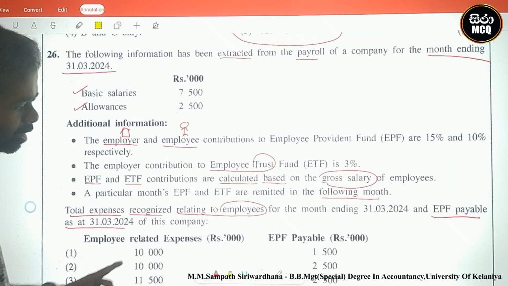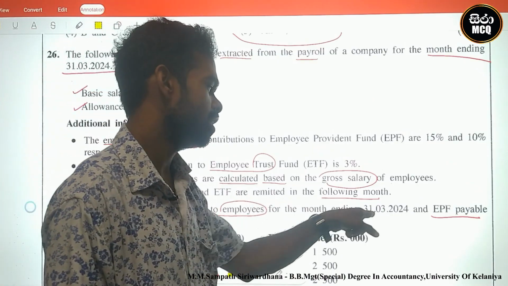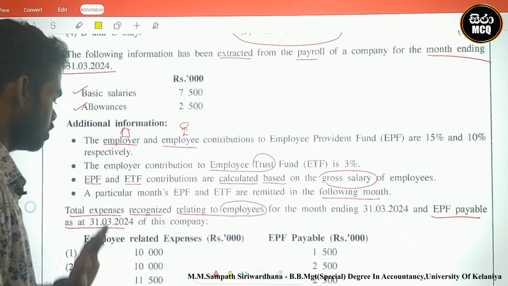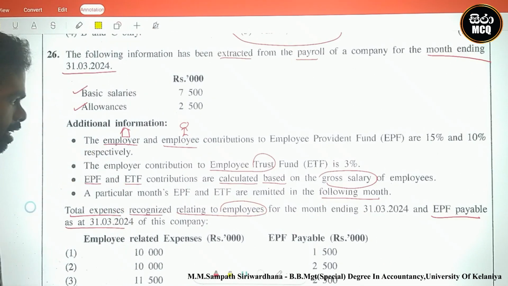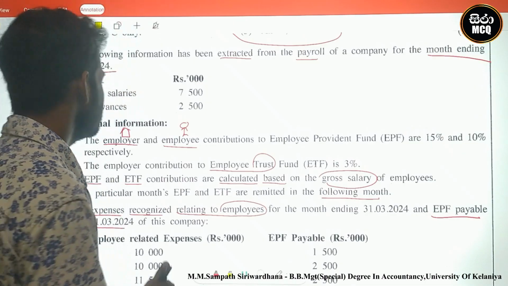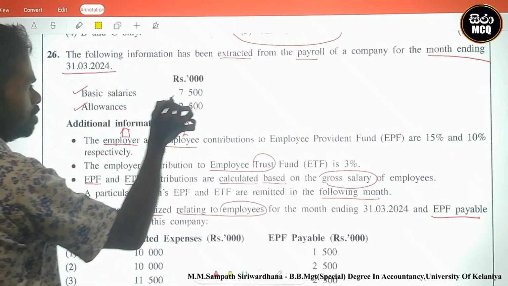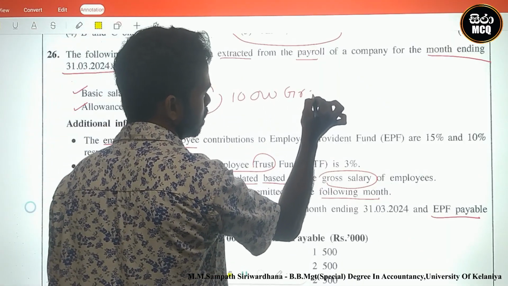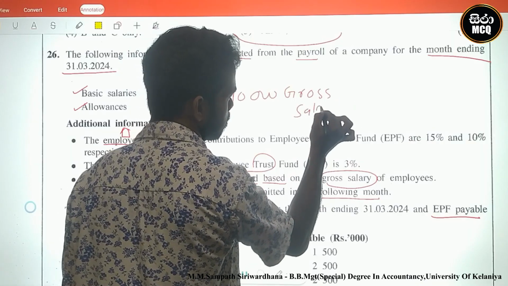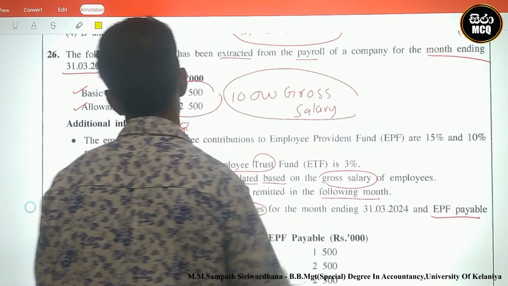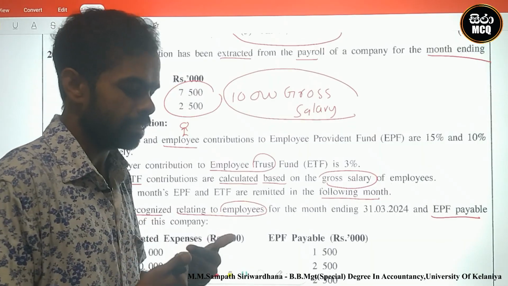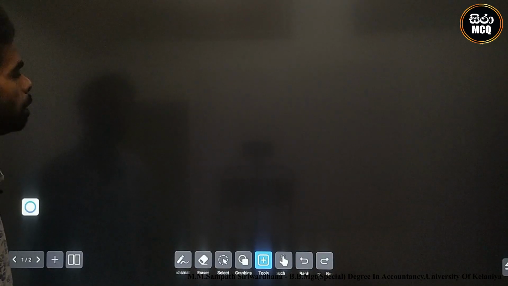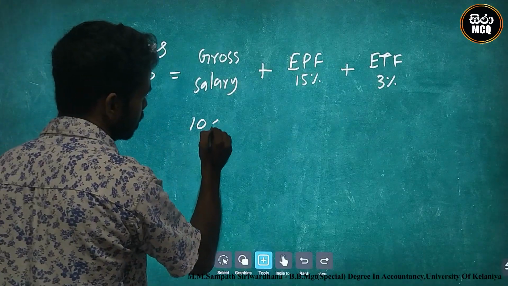Total expense recognized relating to employees for the month ending 31st March 2024 and EPF payable as at 31st March 2024. Firstly, we calculate the gross salary. What is the gross salary? Basic salary plus allowances. Gross salary is 10,000. We add the allowances to the basic salary and can calculate the gross salary easily.